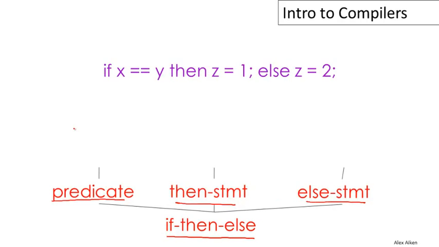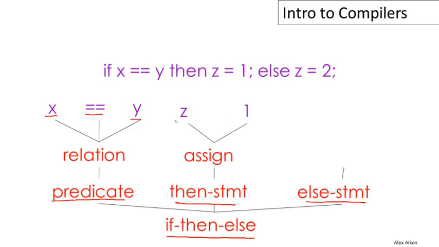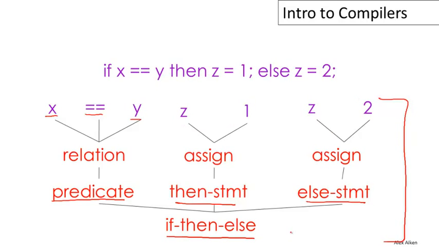And now let's look at the predicate, which consists of 3 pieces. There's a variable, a comparison operator, and another variable. And together those form a relation. So a comparison between 2 things is one of the things you can have as a valid predicate. Similarly, the then statement consists of an assignment where z gets 1, and the else statement also has the form of an assignment, z gets 2. And altogether, this is a parse tree of the if-then-else, showing its structure, breaking it up into its constituent pieces.